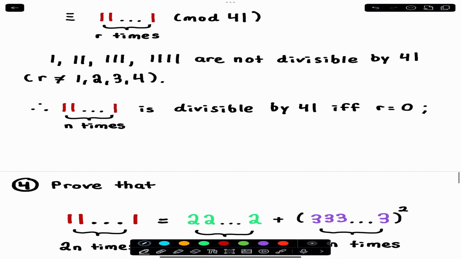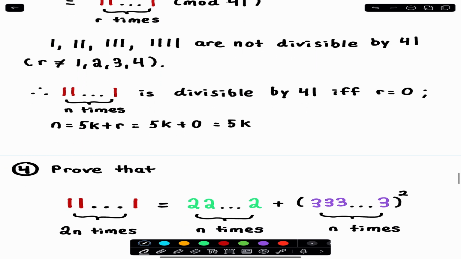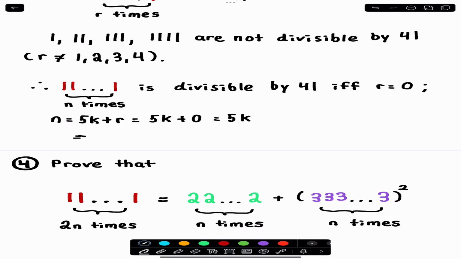So if r equals 0, that means n has the form of 5k plus 0, which is the same as 5k. And that is the same as saying n must be divisible by 5.